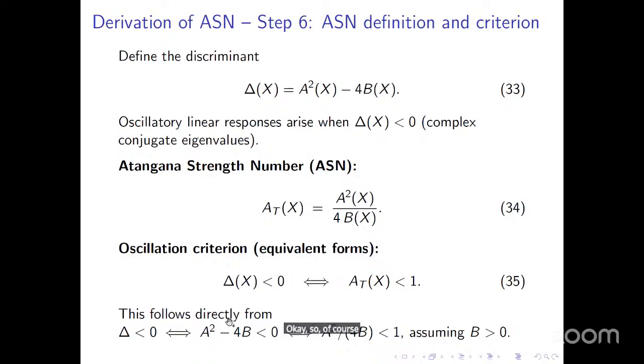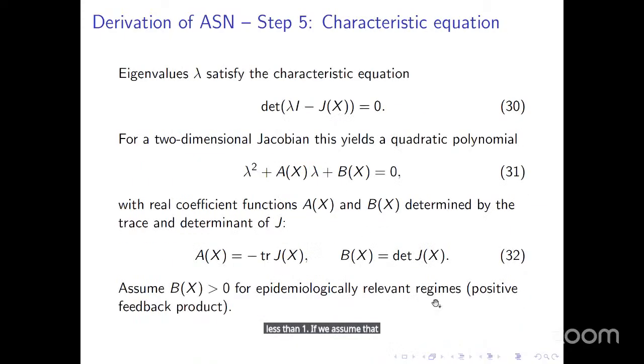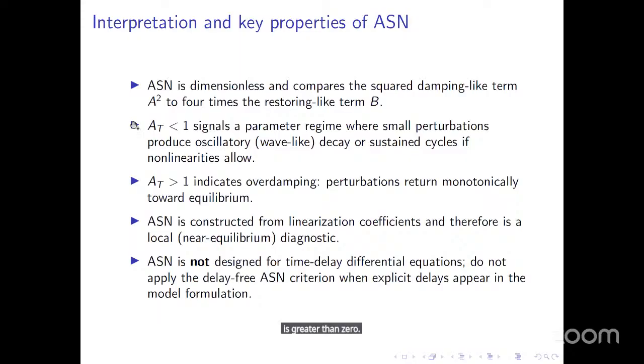So, of course, it follows directly from this form that delta is less than 0 if and only if a squared minus 4b is less than 0, which also implies that a squared over 4b should be less than 1, if we assume that b of x is greater than 0. All right, so the interpretation of the Atangana strength number: it is dimensionless and compares the squared damping-like term, a squared, to 4 times the restoring-like term, which is b.